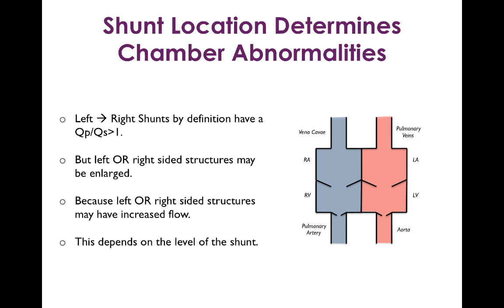You would think only right-sided structures, since they have the higher QP/QS, are susceptible. But the reason is because depending on the level of the shunt, and we'll go through examples of this, either left or right-sided structures may have increased amount of flow. That is to say, even though the QP/QS is greater than 1, what that really just tells you is that the pulmonary flow through the pulmonary vasculature is higher than the systemic flow through the systemic vasculature. But it doesn't tell you anything about intracardiac flow.